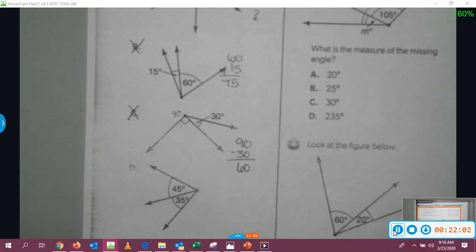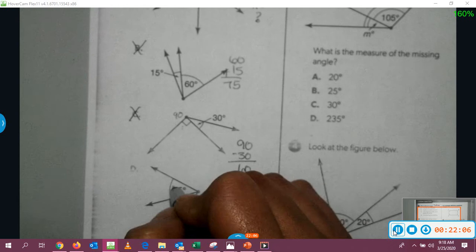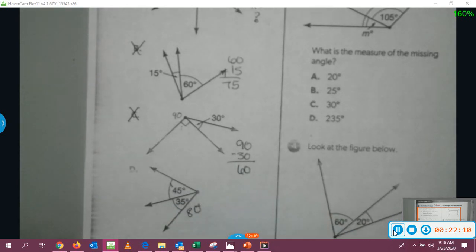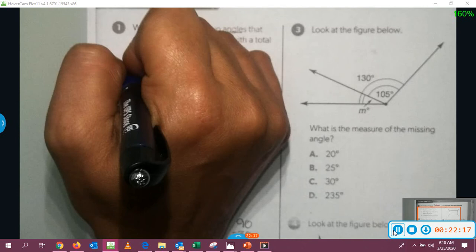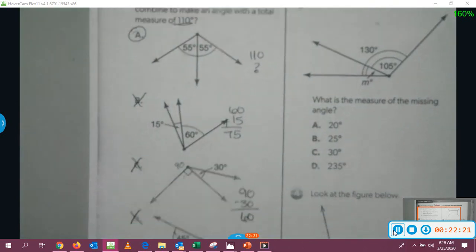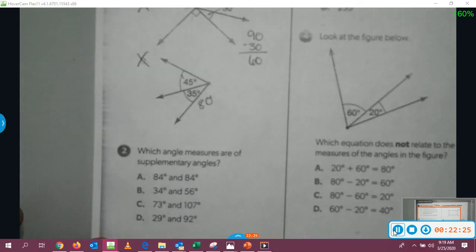45 plus 35. 5 and 5 is 10. 4 plus 3 is 7, so this is 80 degrees. Could this be it? No, it has to be 110. So our correct answer was the very first one, A. Okay, number 2.